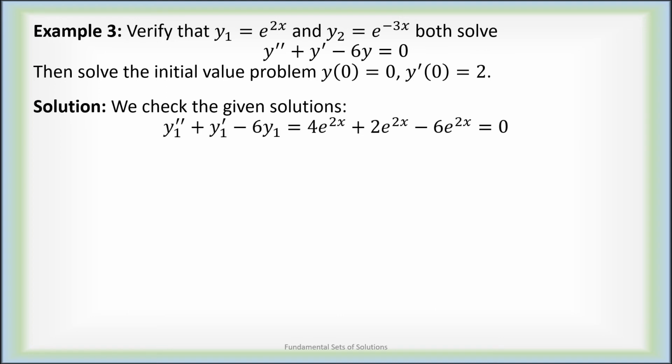Well, we're just going to check solutions by computing first and second derivatives and plugging them into the differential equation. For y1, the first derivative is 2e to the 2x, and the second derivative is 4e to the 2x. Plugging it in, everything cancels, we get a 0, it is a solution. For y2, the first derivative is negative 3e to the minus 3x, and the second derivative is positive 9e to the minus 3x. We plug it in, everything cancels, we have a solution.